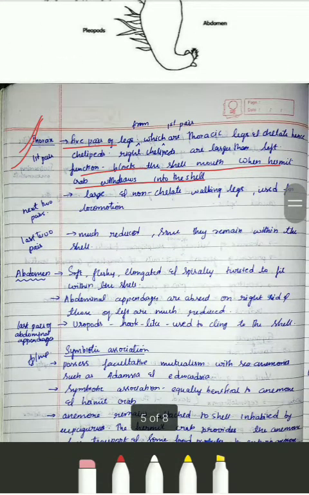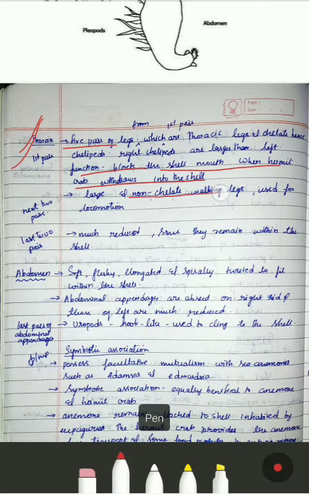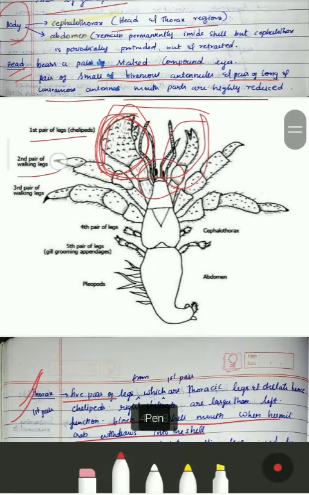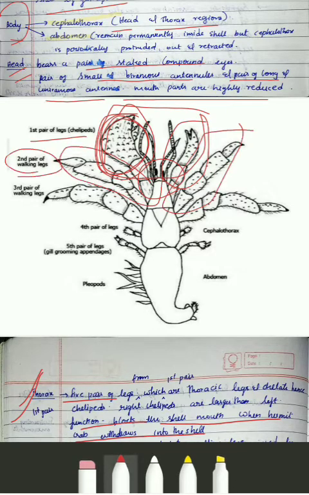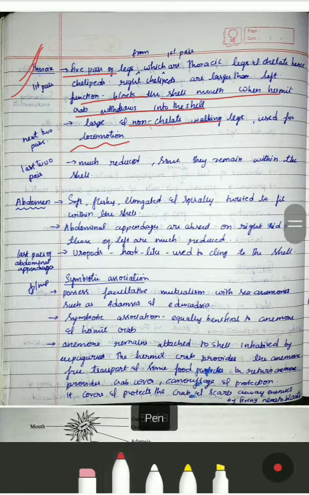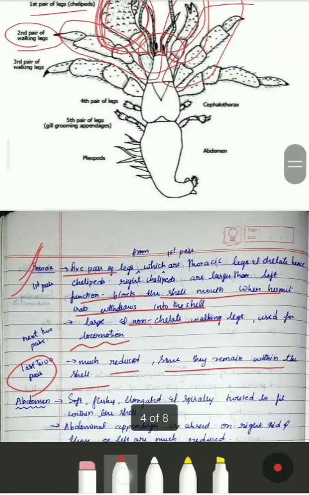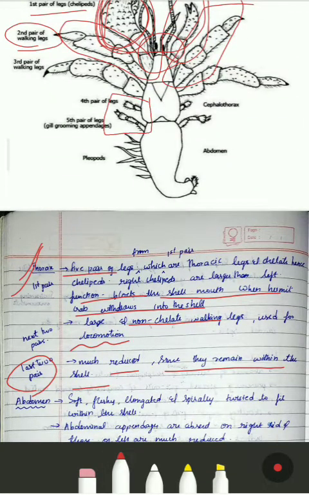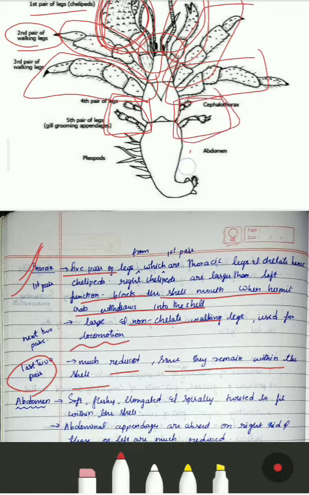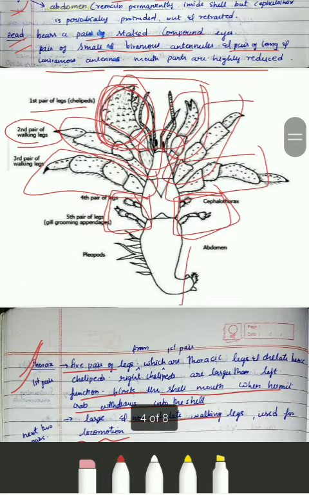Next, the next two pairs are large and non-chelate, and they are called walking legs, and they are used for locomotion. When you see this diagram, the second pair of legs are the walking legs. The next two pairs are again reduced since they remain within the shell, so they don't have any special functions like the first three pairs we have discussed, and these last two pairs are highly reduced. These highly reduced portions remain inside the shell throughout.